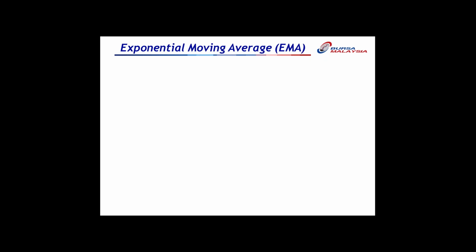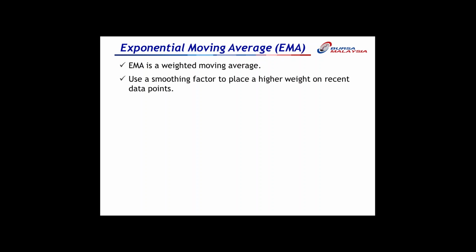But they feel that the linear weighted average is not smooth. So they came out with a new moving average called the exponential moving average, EMA. I used to use EMA quite often when I did trading, but nowadays I don't use it as often as I used to. But anyway, let me explain what EMA is. EMA is a weighted moving average. It uses a smoothing factor to place a higher weight on recent data points. It is more efficient than the linear weighted average.